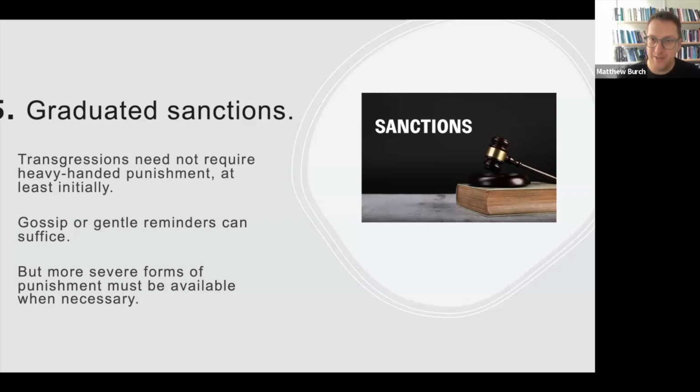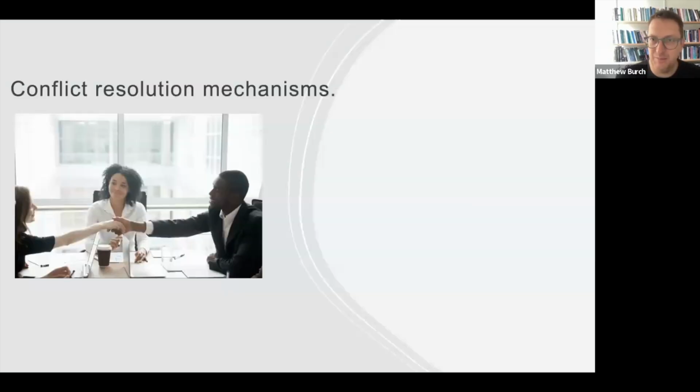But they're graduated in the sense that you also need to have more severe forms of punishment in place for people who are just free riders all the time and who are going to exploit the common pool resource. So you need graduated sanctions. That's the fifth principle. The sixth principle is that you need to have fast and fair conflict resolution mechanisms.